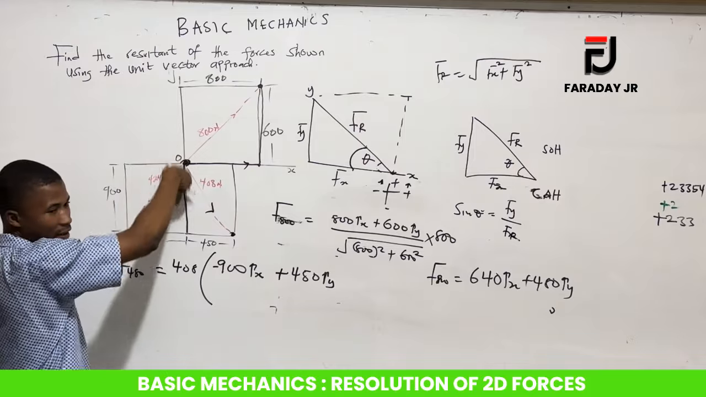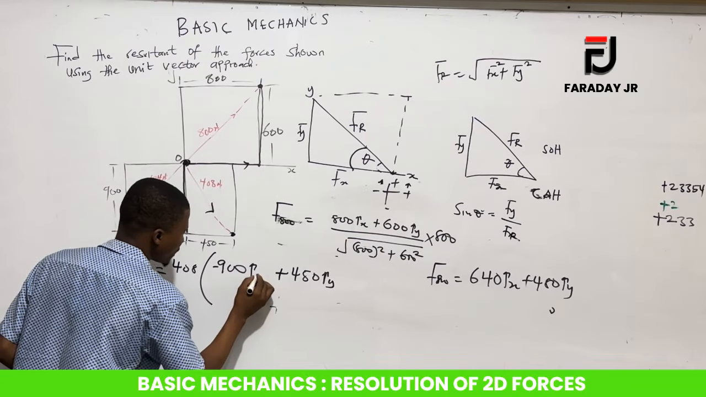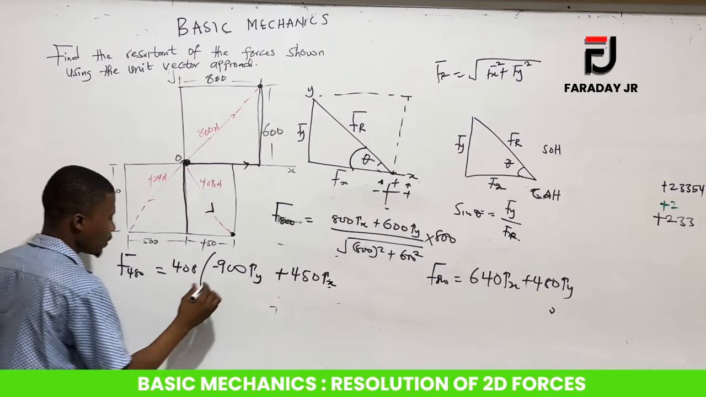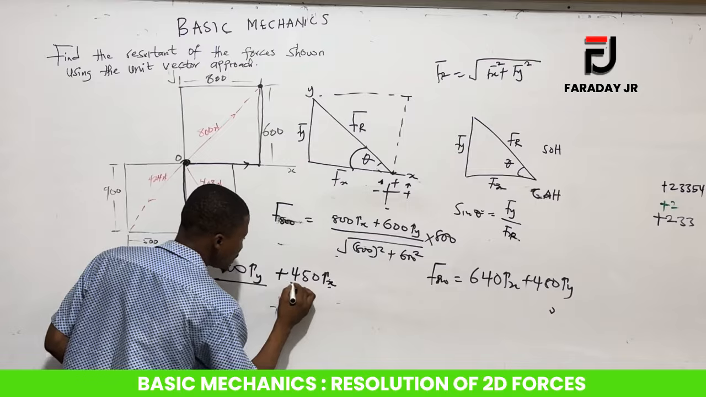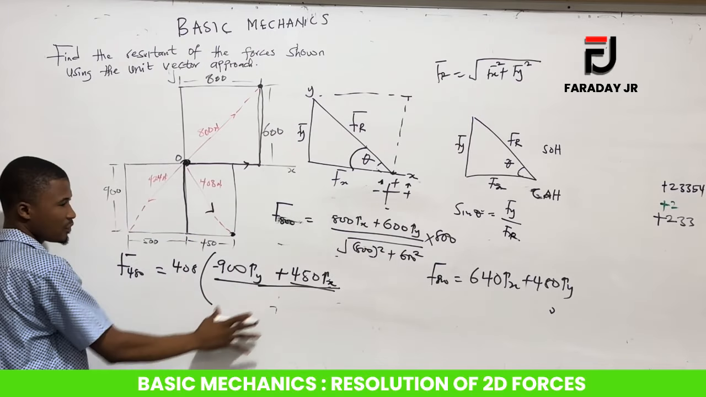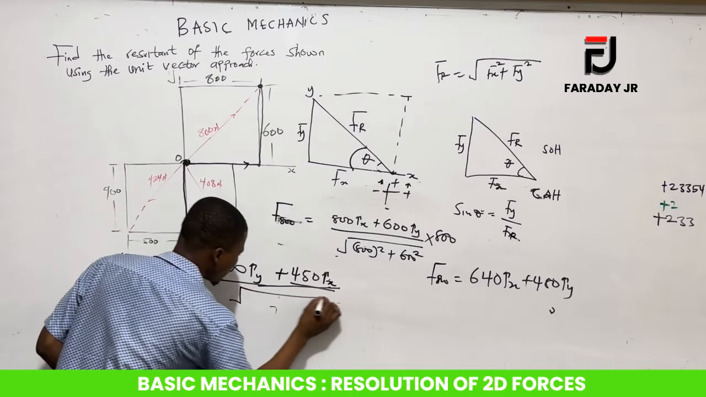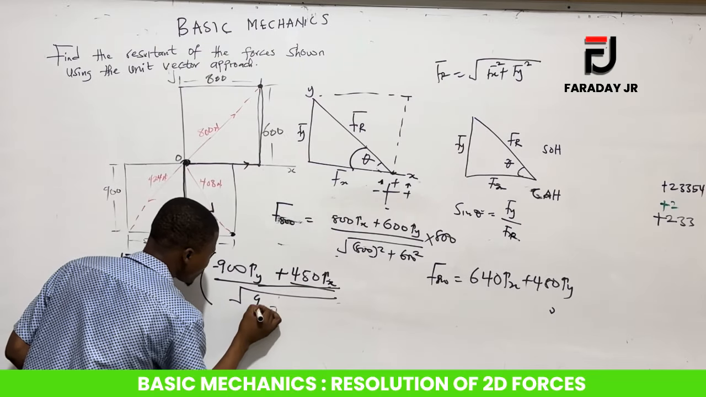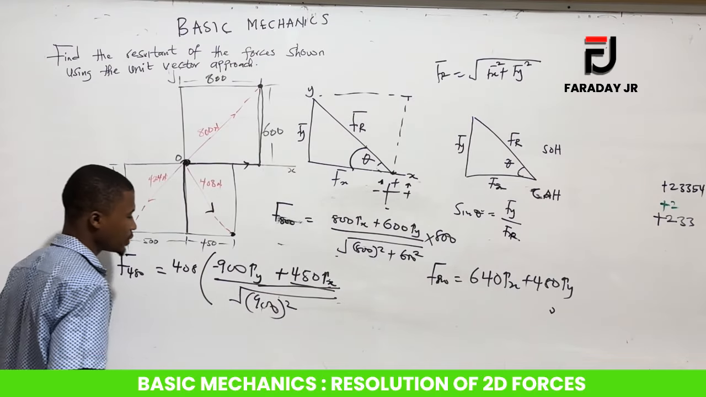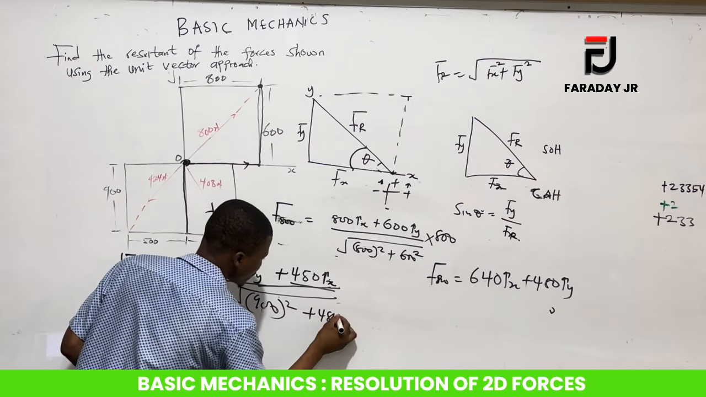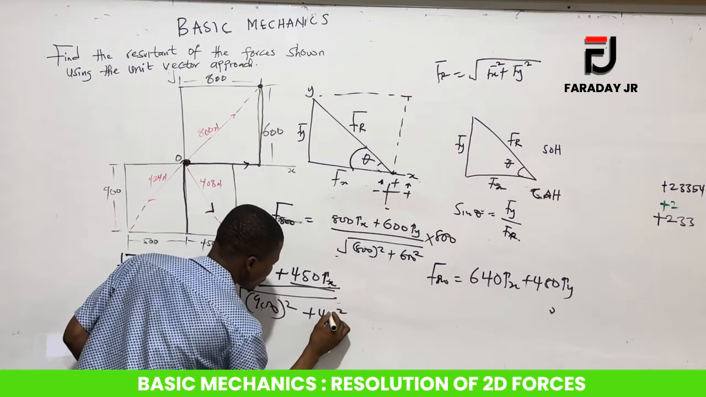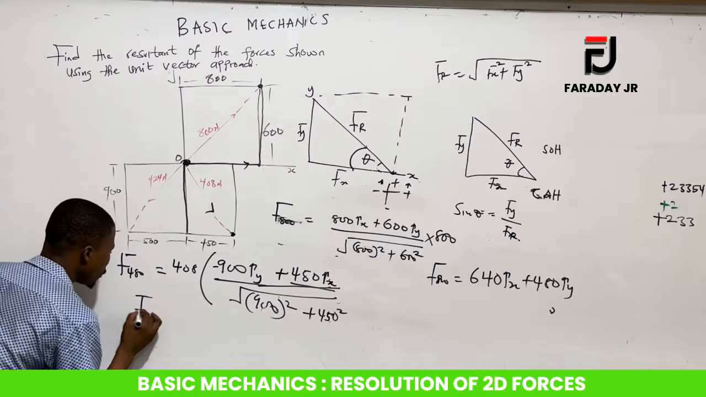This one was in the y direction, so this one will give us y, and this one was in the x direction, so this one will give me x. All divided by, I can do it individually, but let's just do it all divided by the magnitude, because the vector is divided by its magnitude. Root of 900 squared, we don't need to treat it as negative; that is just telling us that the direction was in the negative region. Plus 450 squared.